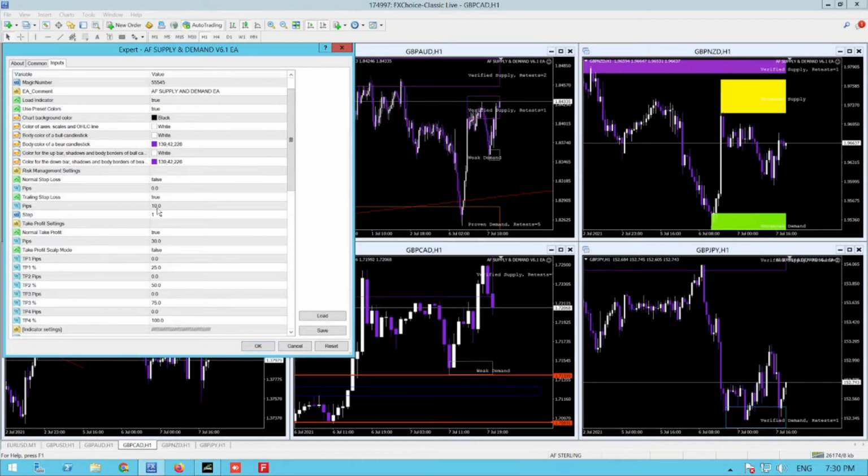Next, we're going to look at the take profit settings. Again, if you want to change it from the normal take profit settings, you can, but we've set it to true and we've set it at 30 pips.